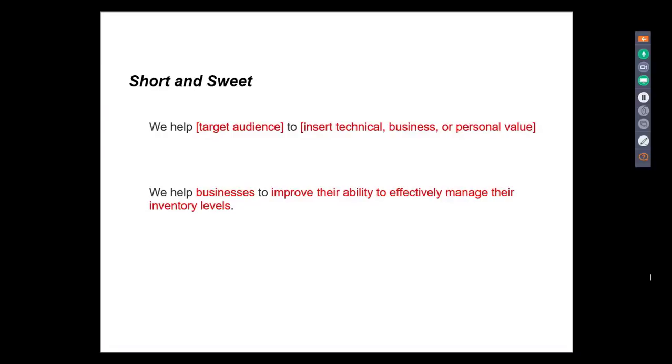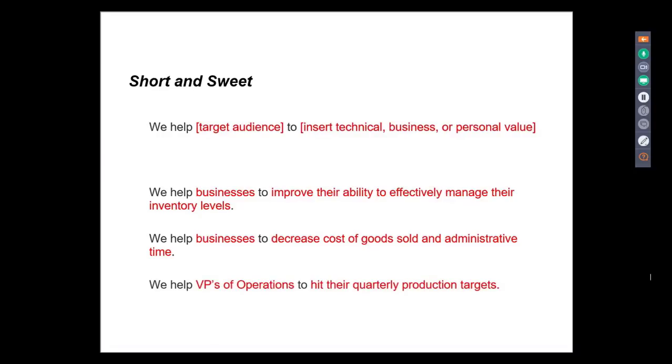So, we help businesses to improve their ability to effectively manage their inventory levels. We help businesses to decrease cost of goods sold and administrative time. We help VPs of operations to hit quarterly production targets. Three examples there: the first is technical, the second is business, and the third is a personal improvement. So, short and sweet.